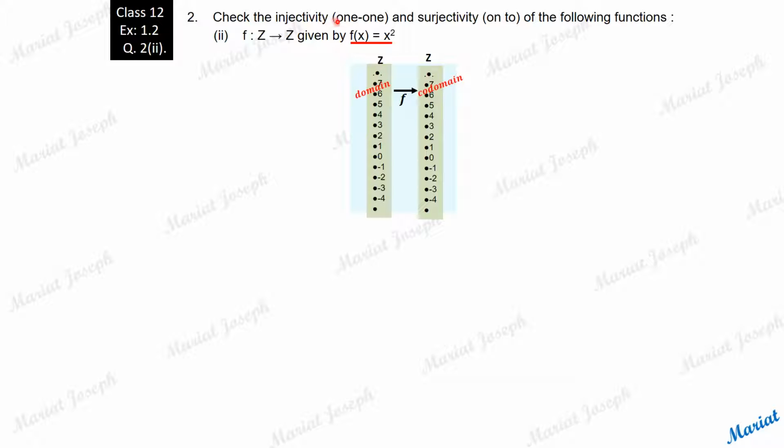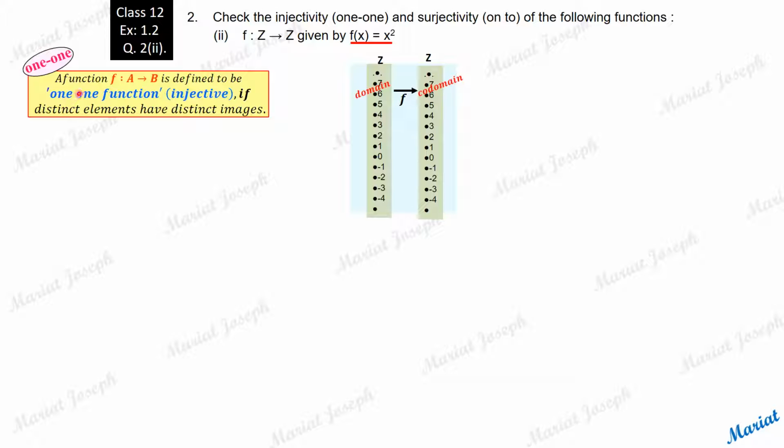We need to check whether it is a one-one function. What is a one-one function? A function f defined from A to B is called a one-one function or injective function if distinct elements have distinct images. That is, when we take different elements from the domain, their respective images should also be distinct. That is, for distinct elements, the squares should also be distinct. That is the rule given to us this time.